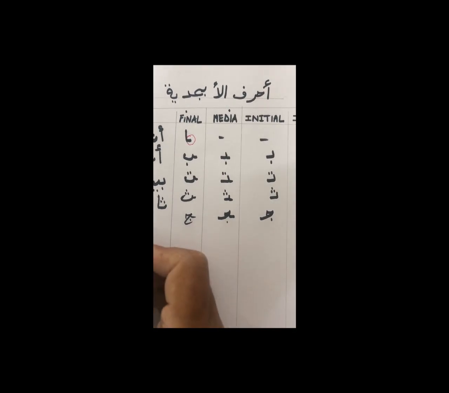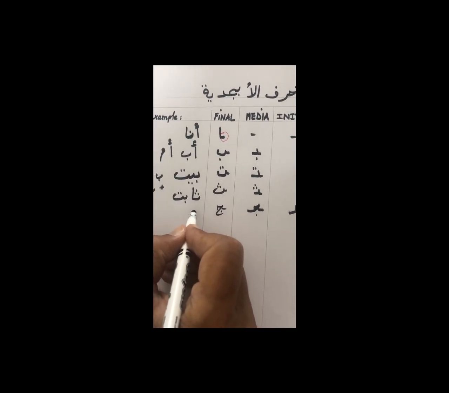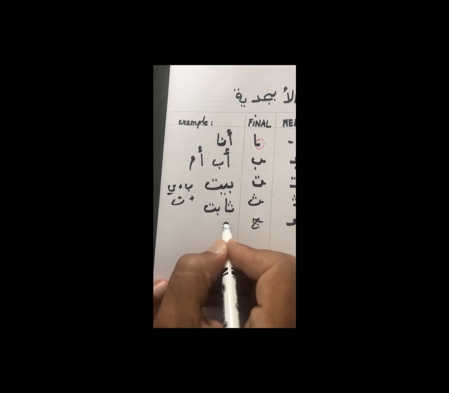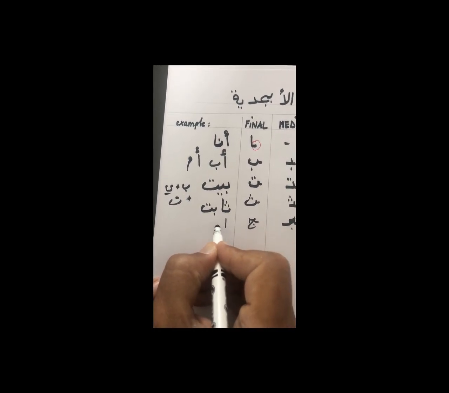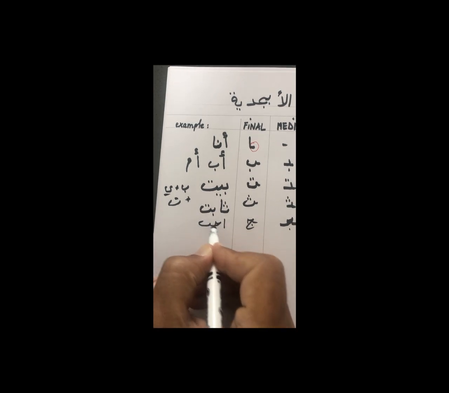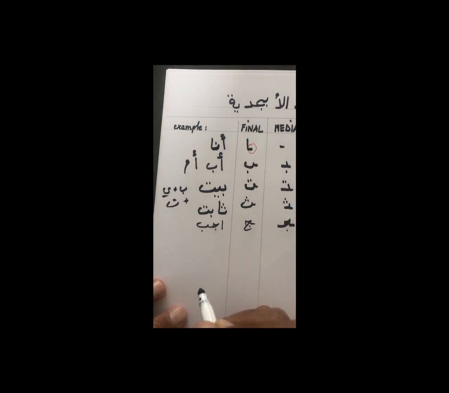Now, the example I wrote in there, I show it to you: ajib. Answer.